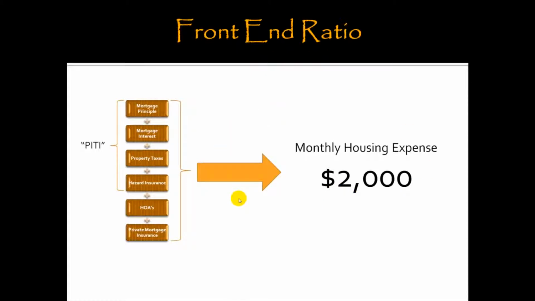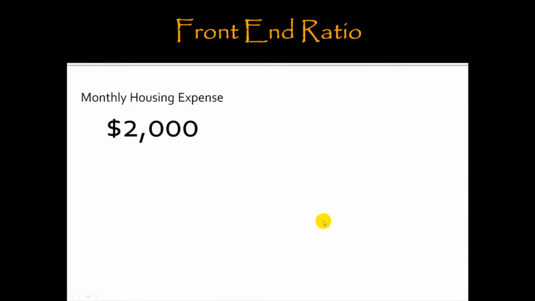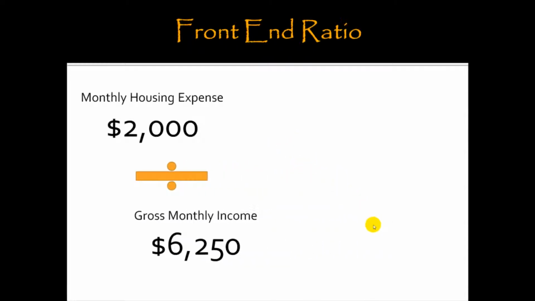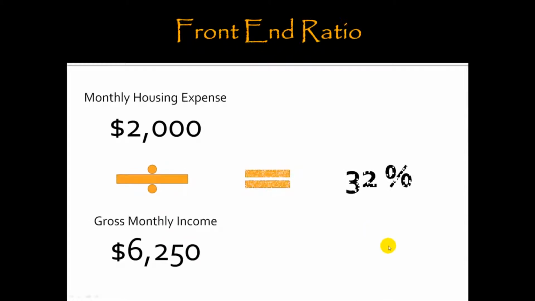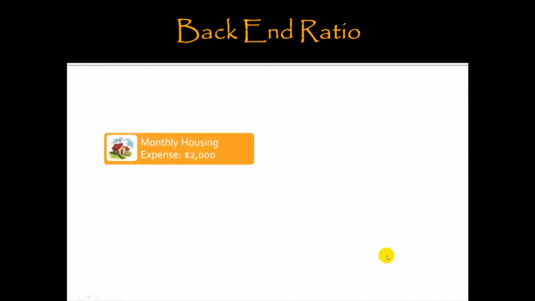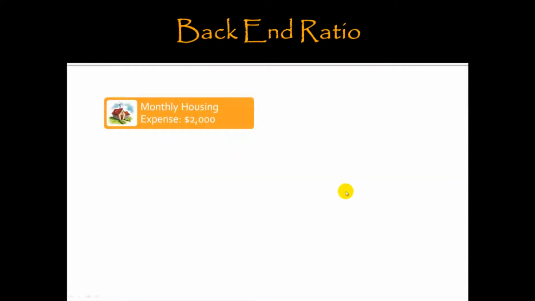For an example, I'm going to use a $2,000 mortgage payment that has all these impounds in there. The next thing that we want to factor in is your gross monthly income. I'm just using an example of a $75,000 gross income coming in. It could be two people combining for a gross of $75,000. It could be one person, $75,000. We're looking for the gross monthly household income in this case. We'll want to divide the monthly housing expense by the gross monthly income, and that will give us our front-end ratio of 32%.